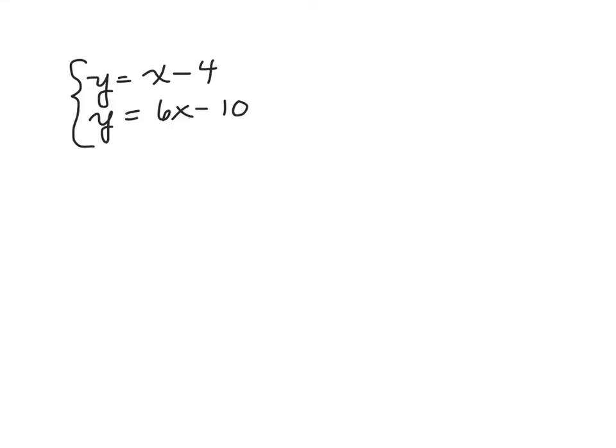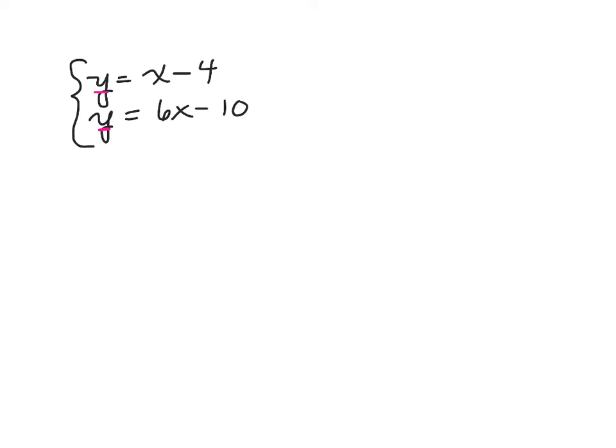Here's a second example, a little bit more complex with this one. The numbers aren't as nice and clean as they were in the last one, and this is an example of why graphing is not always the best method. But the same idea here, right? I can take these two equations, because they're both equal to the same thing. I can set them equal to each other.